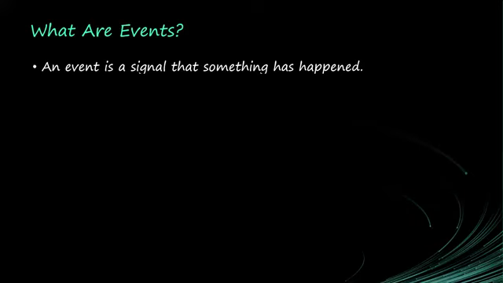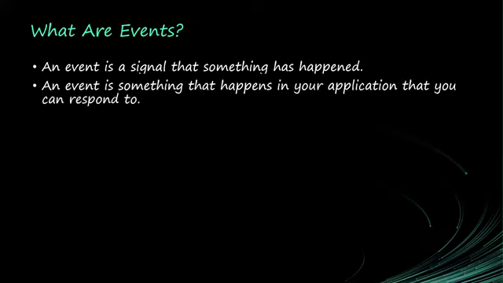So when something happens, we do something. That's the whole thing about events and event listeners. When an event happens, we listen to that event and do something with it. An event is something that happens in your application that you can respond to, like a user clicking a button, or a user hovering their mouse on a particular element. There are just a lot of events.